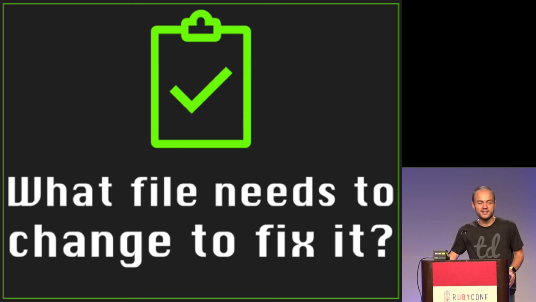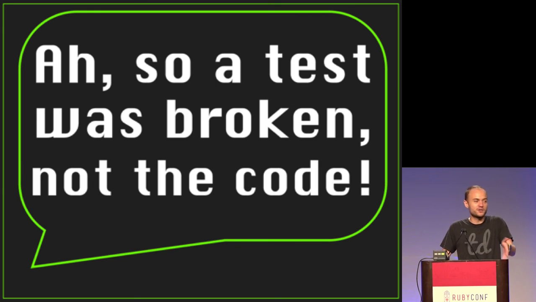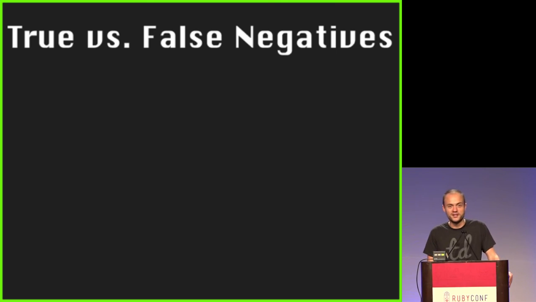Nope. Because the follow-up question is, what file needs to change to fix the build? Well, usually we have to update a test to fix it. Oh, so a test was broken, not the code. And then they scratch their head, and I have to define what a true and false negative is.